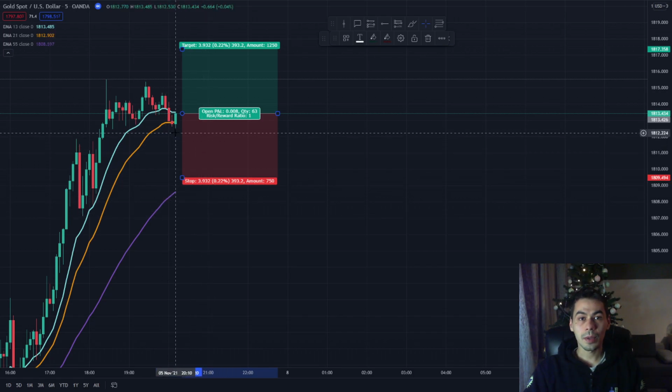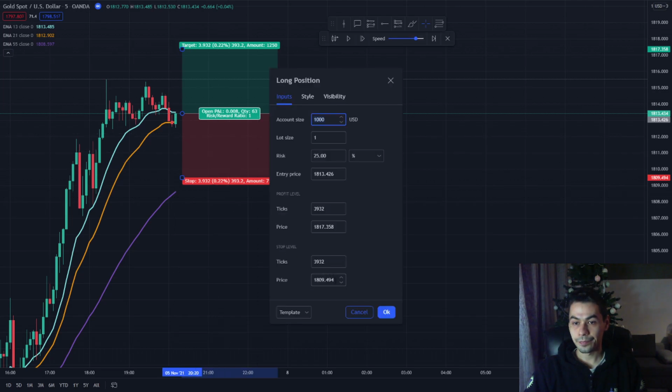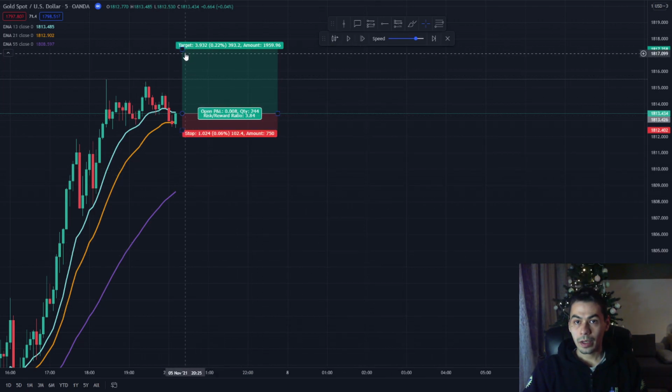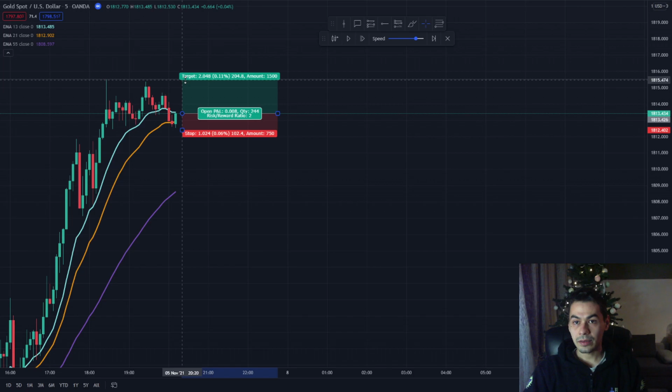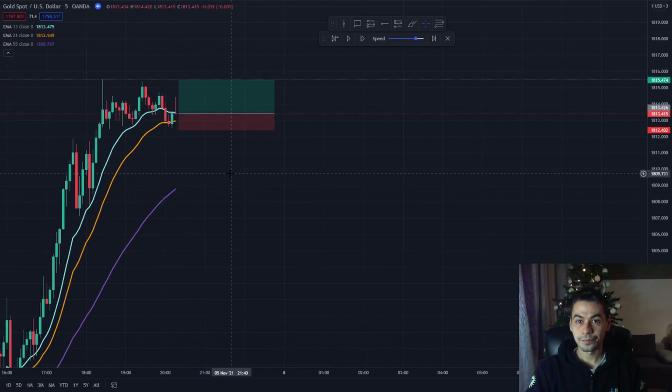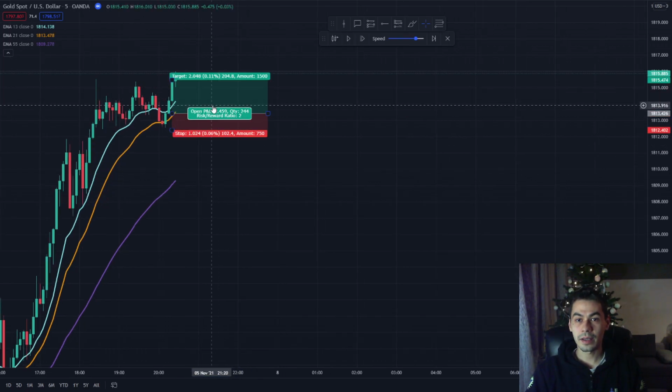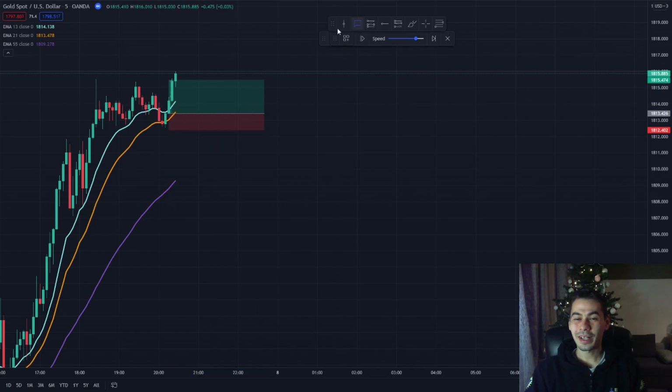And now the stop loss will be set 0.500 underneath the orange EMA, so it will be at 18.12.402. And the take profit will be again at 2 to 1. And it's hit again, so a pretty nice streak.